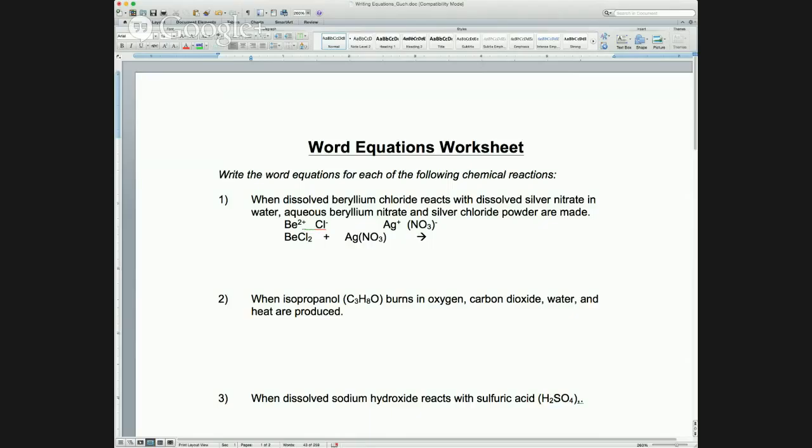But if you had to predict the products, if we ask you to predict products, we are only ever going to ask you to predict for a double replacement or a single replacement reaction. Okay, it's only one of those two. And if it's a single replacement reaction, one of your reactants has to be a single element. So here, there are 2 compounds. So basically your Ag and your Be are going to switch places. So you're going to be left with AgCl plus Be(NO3) with the 2 outside of it.